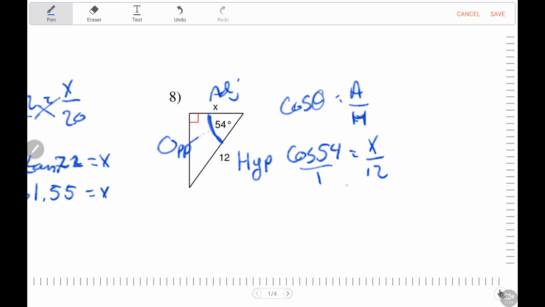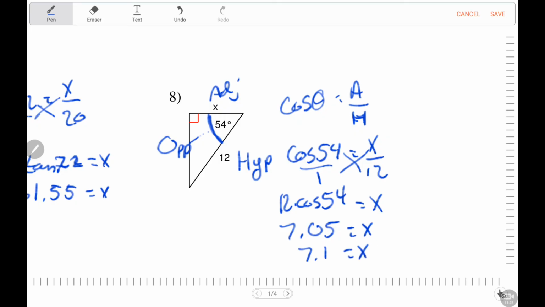You know, cross multiply here. 1 times x is x, 12 times cosine of 54. And when you do that in your calculator, you come up with 7.05 equals x. That 5 is going to make this round up, so it's 7.1. And that's it. That's how you find sides with trig ratios. You just got to make sure you can identify your sides and set it up and do some basic algebra. So let me know if you have any questions as you do your work.